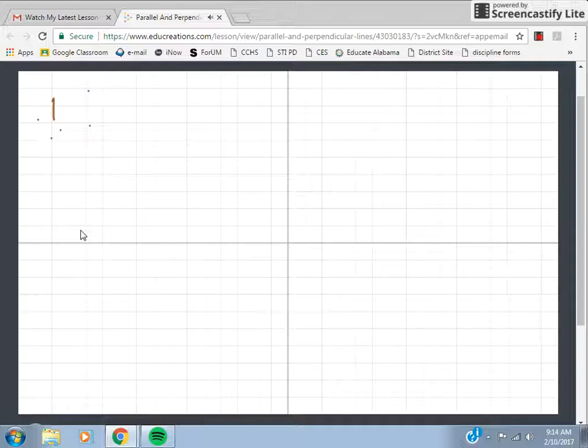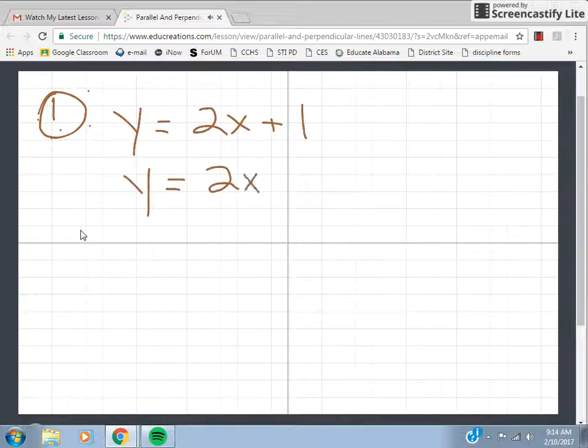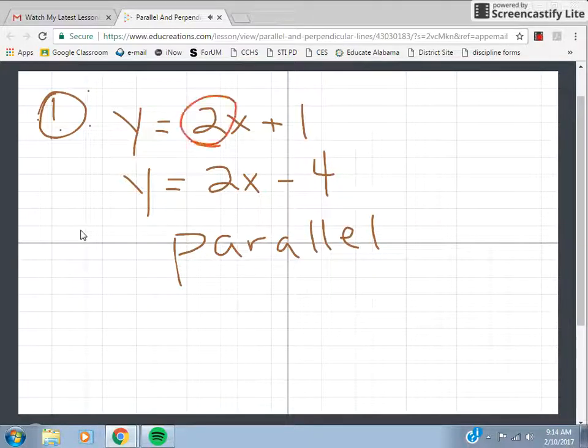Alright. Let's say we have y equals 2x plus 1 and y equals 2x minus 4. Alright, are these two lines parallel or perpendicular? Alright, they're parallel. We know that they are parallel because the slope is the same in each of the lines.